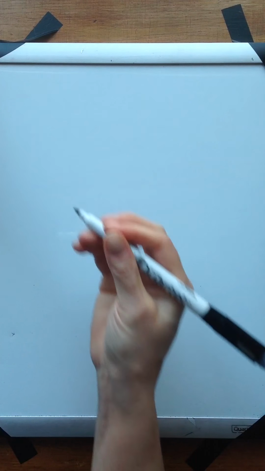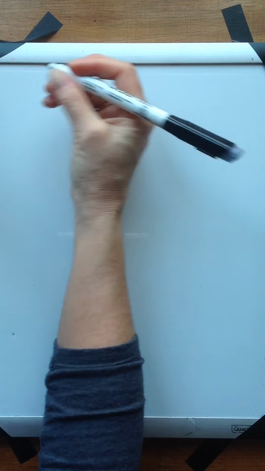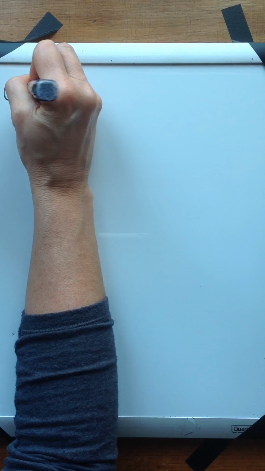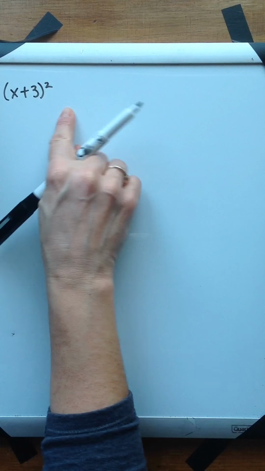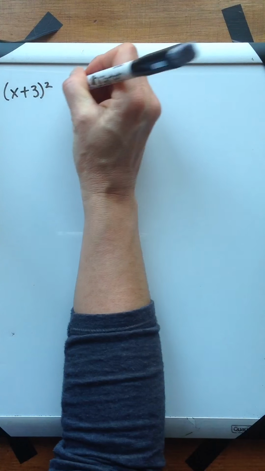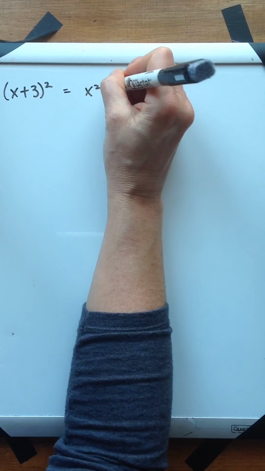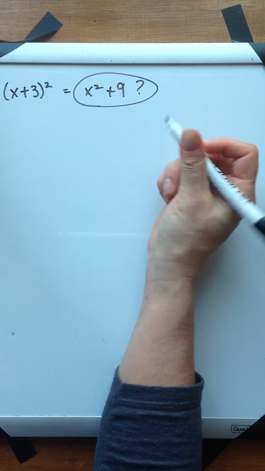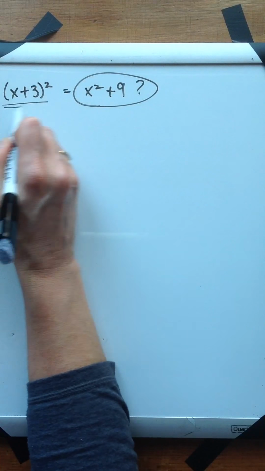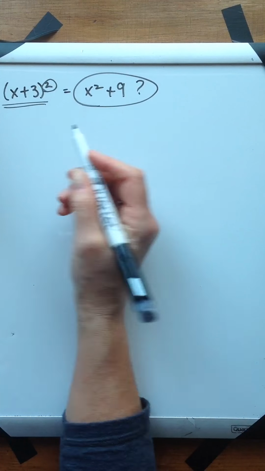In this lesson, we want to look at a very specific, unique scenario that comes up when you multiply a binomial times itself. So, we're going to look at an example here of x plus 3 squared. Now, what some people would probably treat this as is thinking that this is just x squared plus 9. But is it x squared plus 9?